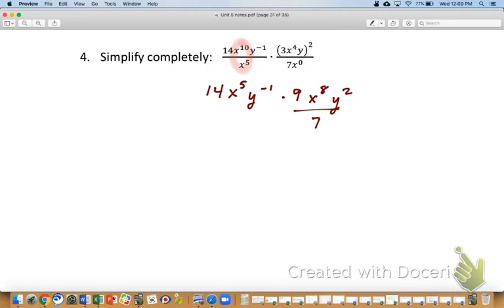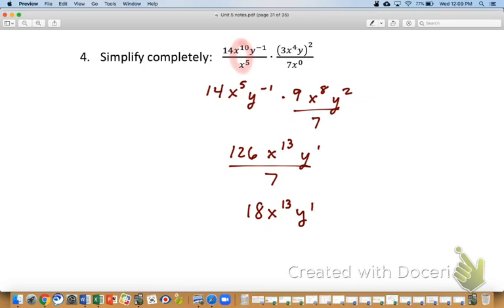All right. So maybe I want to multiply now. I could do 14 times 9 is 126. x to the 5 times x to the 8 is x to the 13. Remember, if you're multiplying bases, you add your exponents. And then same rule here, y to the negative 1 times y to the 2 is y to the positive 1. Still over 7. And I think the final thing I would do is recognize that 126 apparently is divisible by 7. Apparently 18 times. Probably use the calculator for that one. Who knew? So 18 x to the 13 y to the 1st.